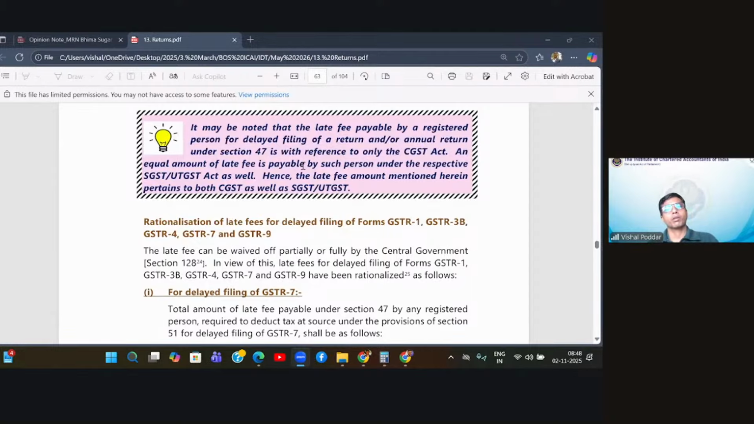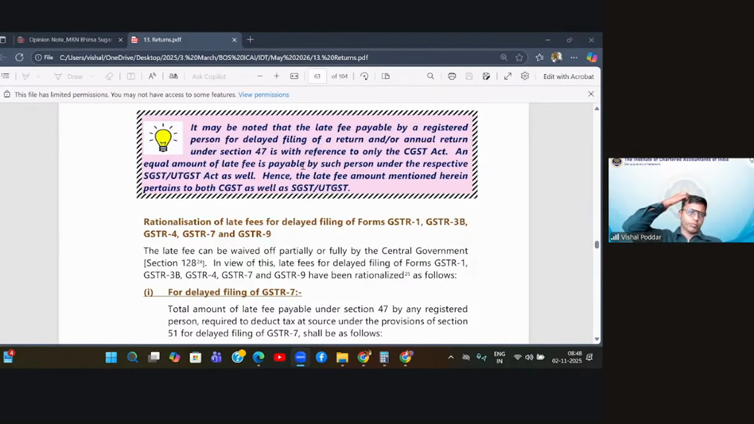It may be noted that the late fee payable by a registered person for delayed filing of a return and/or annual return under Section 47 is with reference to only the CGST Act, and an equal amount of late fee is payable by such person under the respective SGST/UTGST Act as well. Hence, the late fee amount mentioned herein pertains to both CGST as well as SGST/UTGST. Perfect. Go ahead.